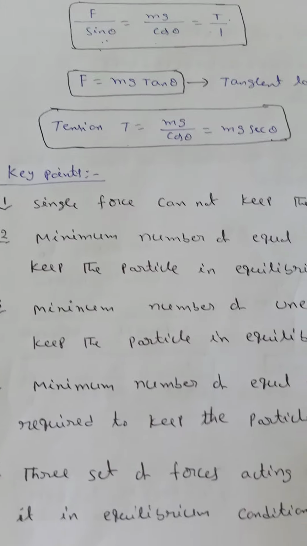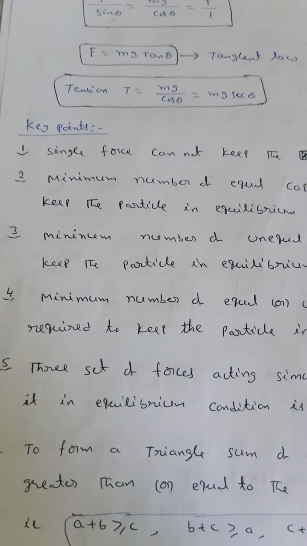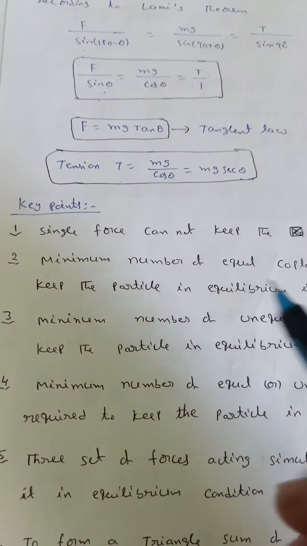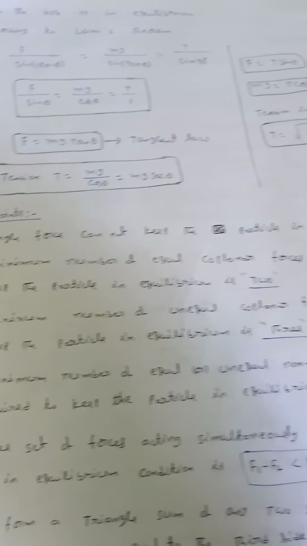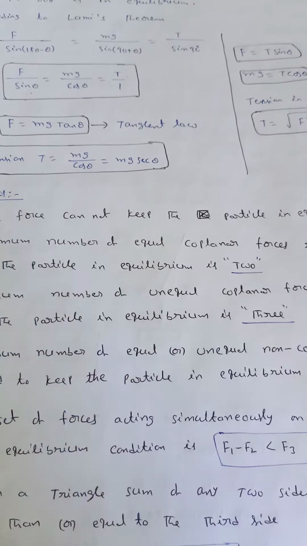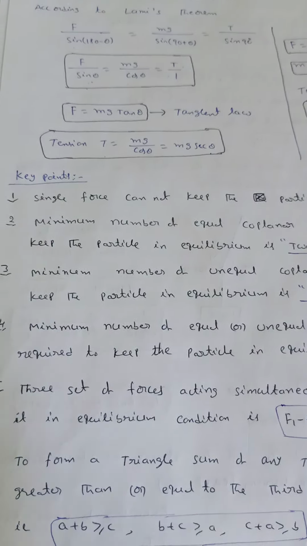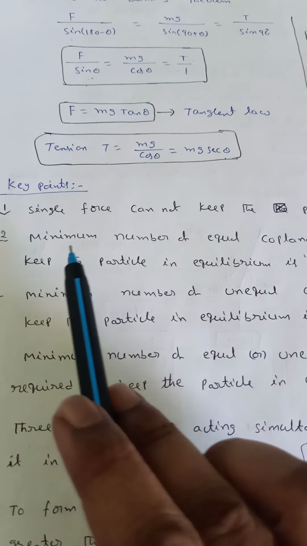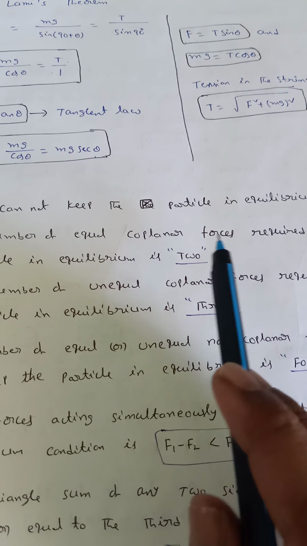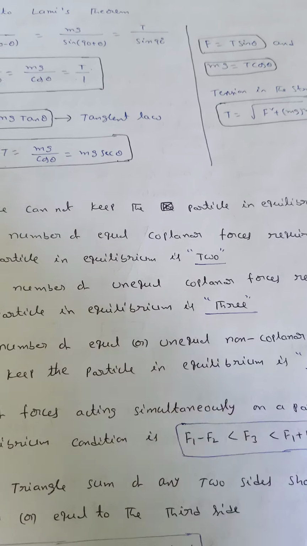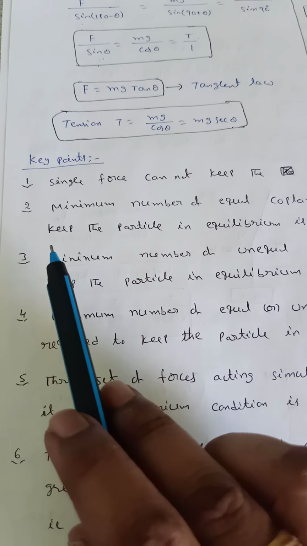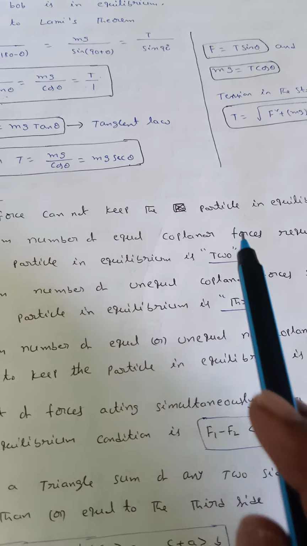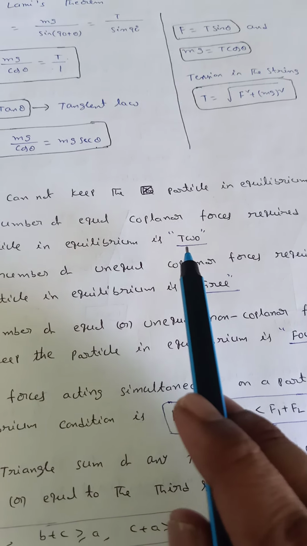Now some key points. These key points are important for NEET theory bits. A single force cannot keep the particle in equilibrium. In equilibrium condition, two or more forces are required. The minimum number of equal coplanar forces, coplanar meaning forces lying in the same plane, required to keep a particle in equilibrium is two.